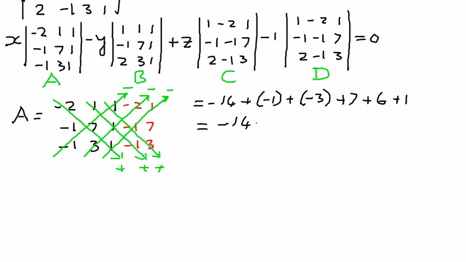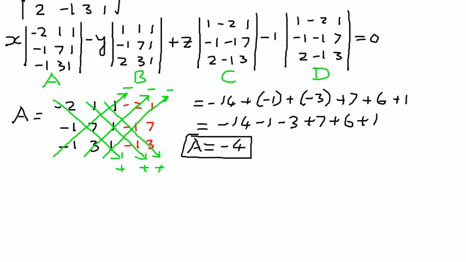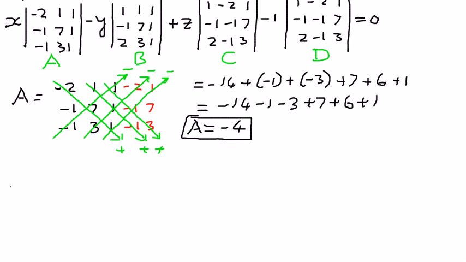Negative 14 minus 1 minus 3 plus 7 plus 6 plus 1. So when we simplify this, the value of A is going to be equal to negative 4. We'll keep that. Okay? We'll do the same thing for B and then C and then D.